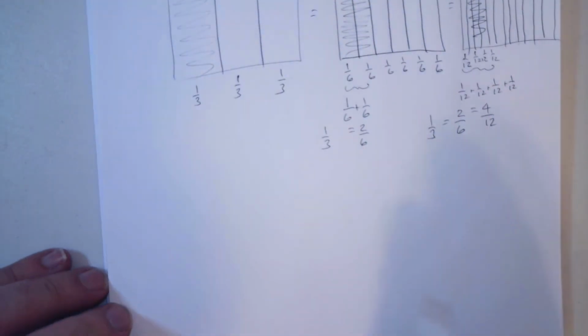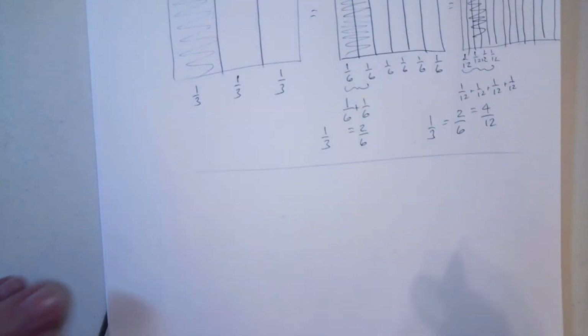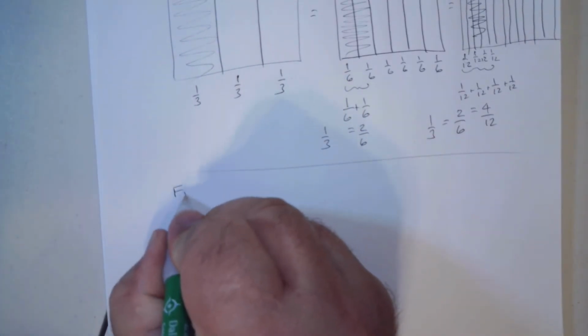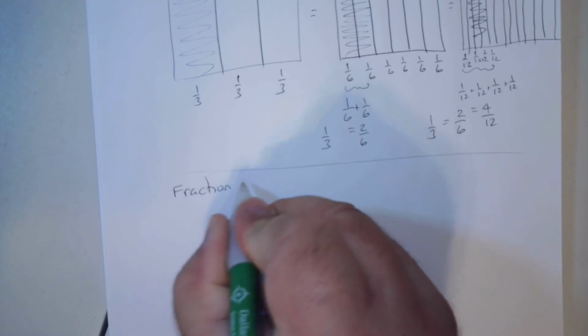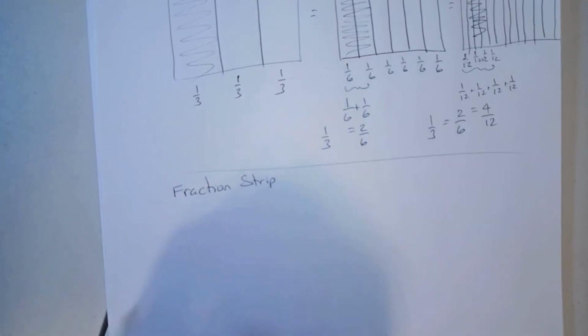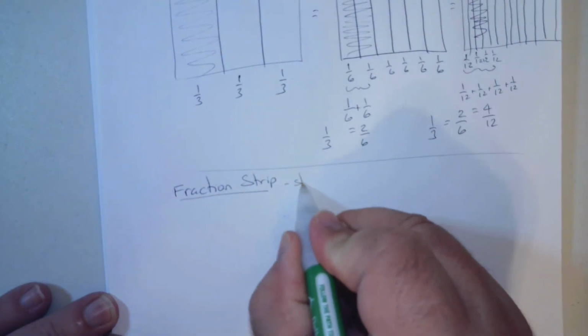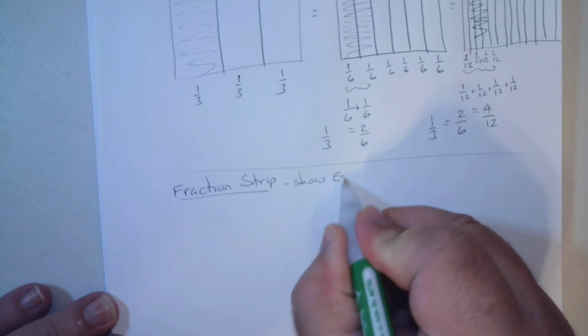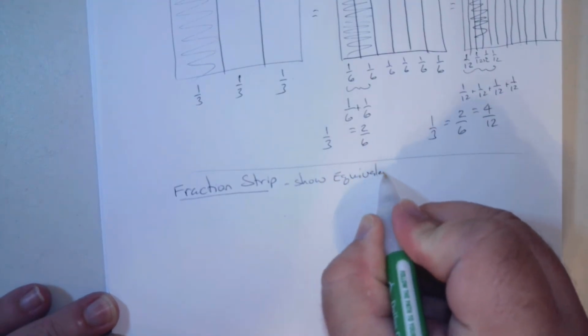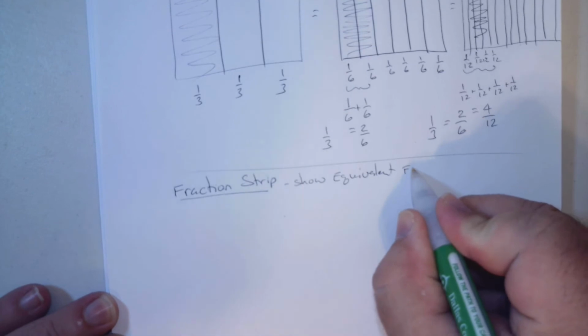Another way you could show how divisibility or fractions work is called a fraction strip. This is used to show equivalent fractions.